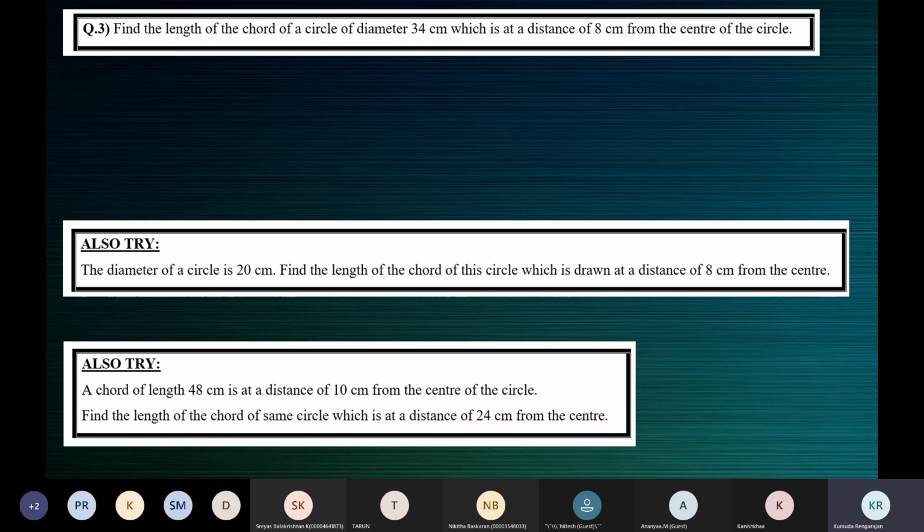Find the length of the chord of a circle of diameter 34 centimeters, which is at a distance of 8 centimeters from the center of the circle. What's the answer for this one? Ma'am, I got it as 30 centimeters. 30, is it? Yes, ma'am. Just a second, children.